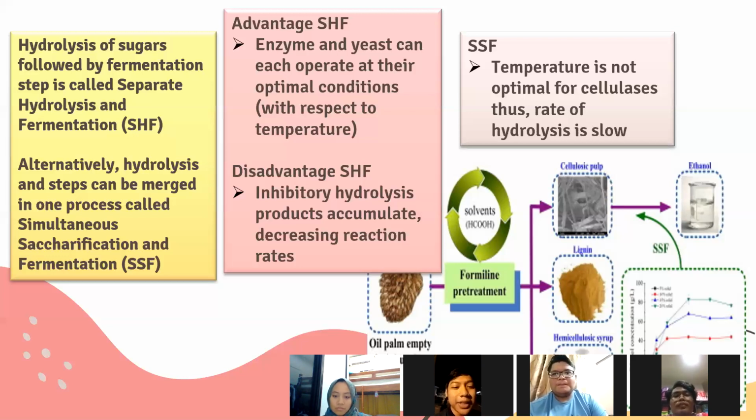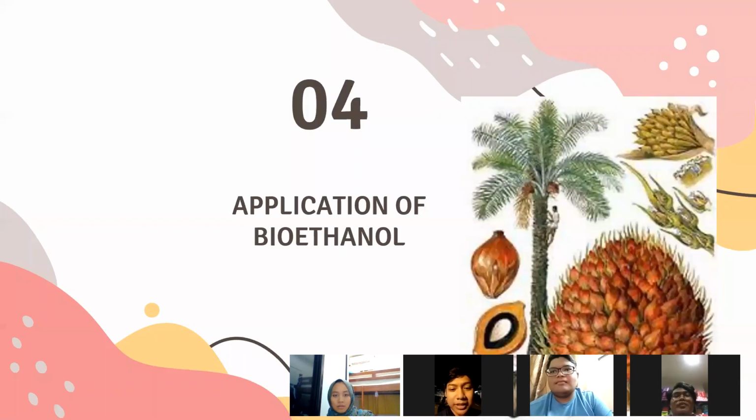Alternatively, we can use the simultaneous saccharification and fermentation process, where the temperature is not optimal for the cellulase, thus the rate is lower, but the process can be used for balance. So no need to add or continuously watch over the process. So next.